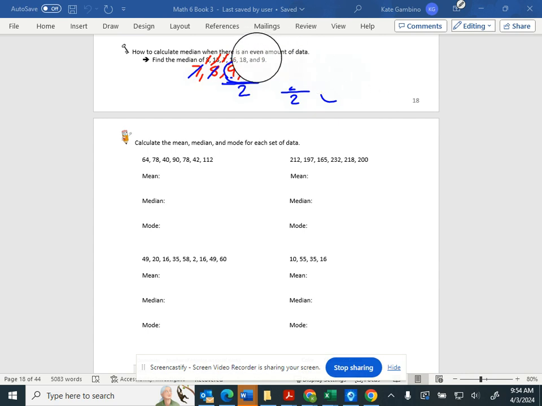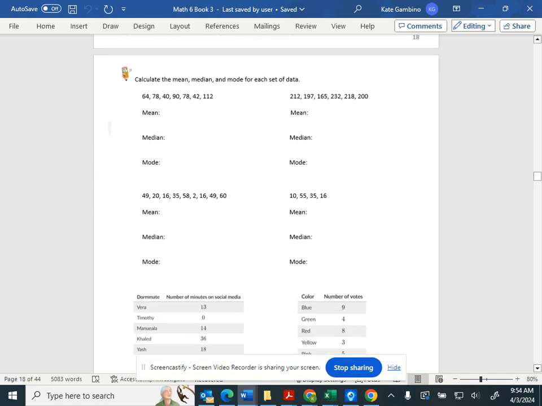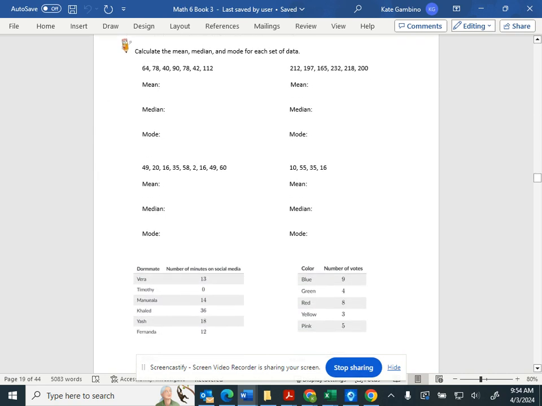All right, let's look at what our work for today is going to be. We have different data sets, and the directions say calculate the mean, the median, and the mode. So when we're calculating the mean, you just have to add up all the numbers and divide by how many numbers there were. For the median, I want to see you put your numbers in order.